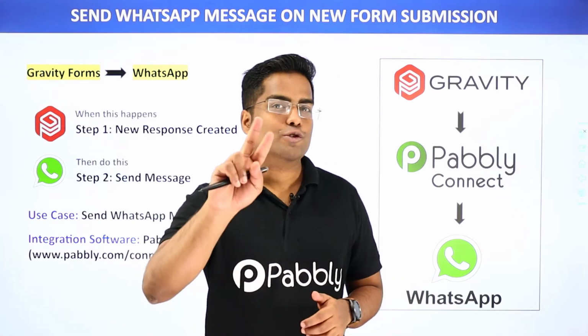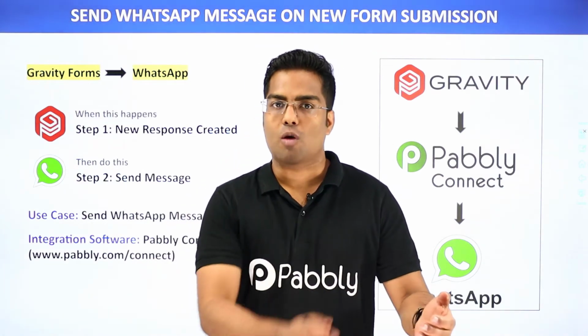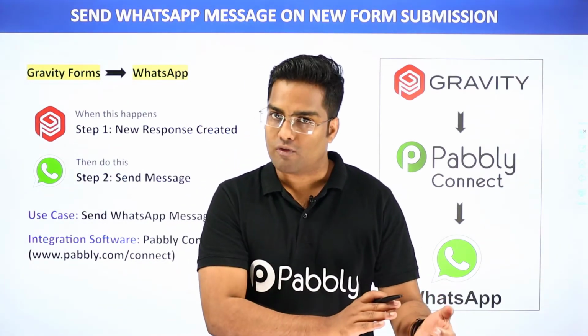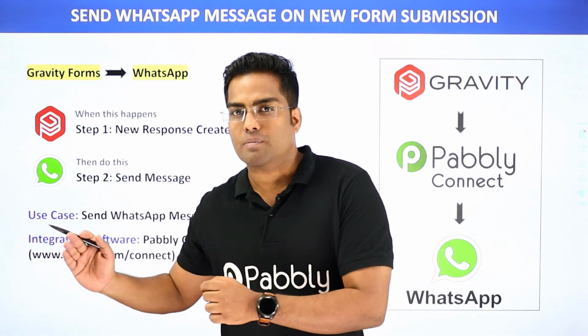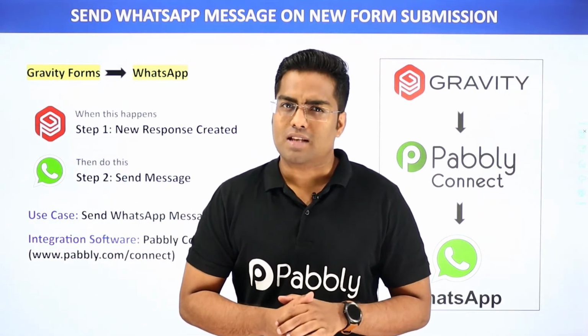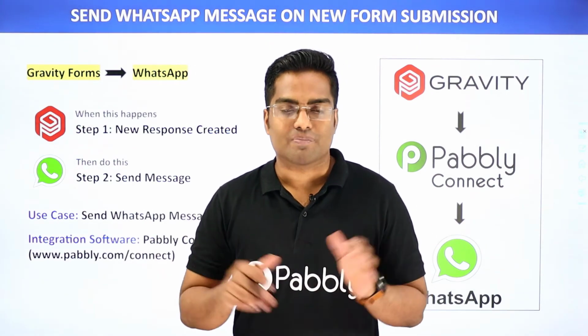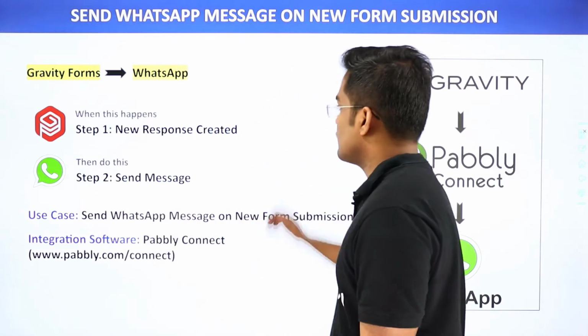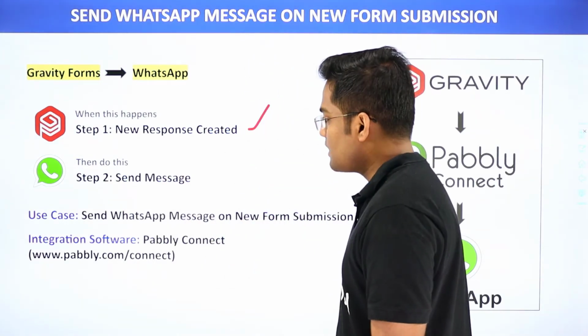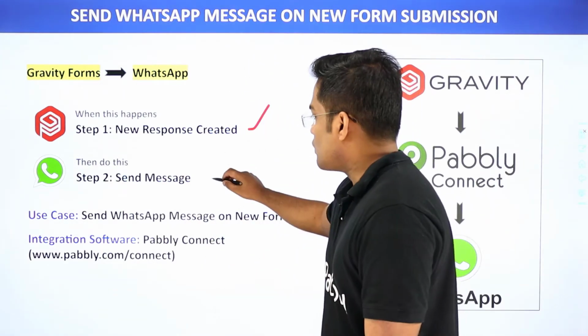So here you have two choices. The first choice is you can copy all the details of John from Gravity Forms, sort it out, manually create a message and send it on WhatsApp. The problem with this approach is it's actually very repetitive and tiresome. So I will suggest that you bring in some automation. Here, when a new response is created in Gravity Forms, it will automatically send a message on WhatsApp.